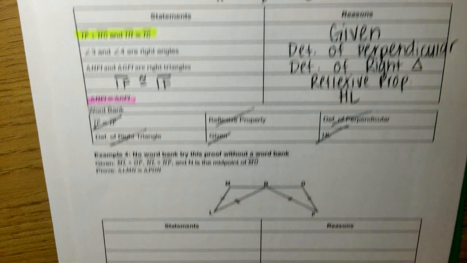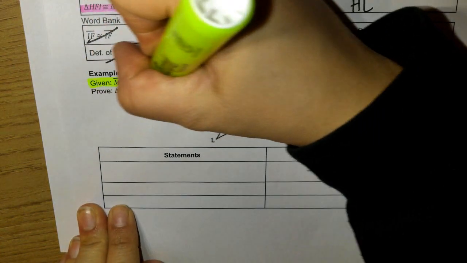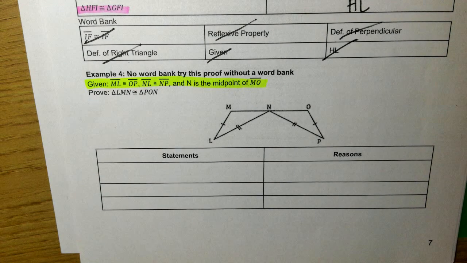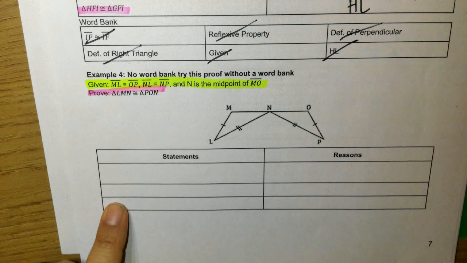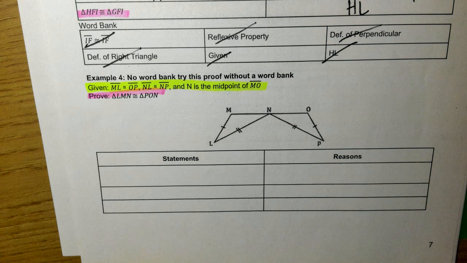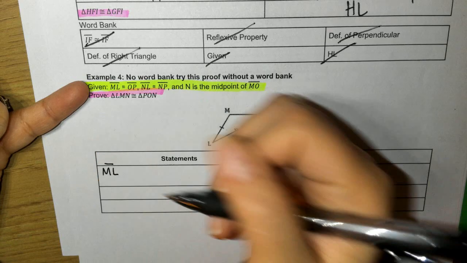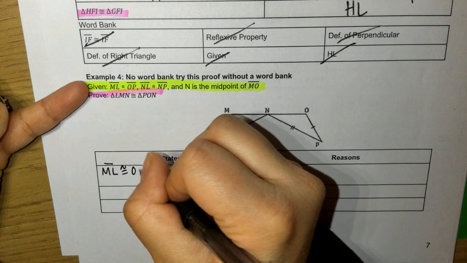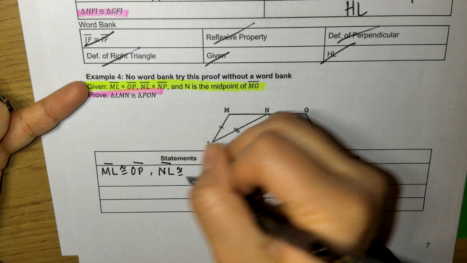Okay, example 4. Example 4 has no word bank whatsoever, but always try to start with the easiest things to fill out. I know my given has to go in the first box, and I know that my proof will go in the last box, so we're going to go ahead and fill those out. My given here was ML is congruent to OP, and NL is congruent to NP.